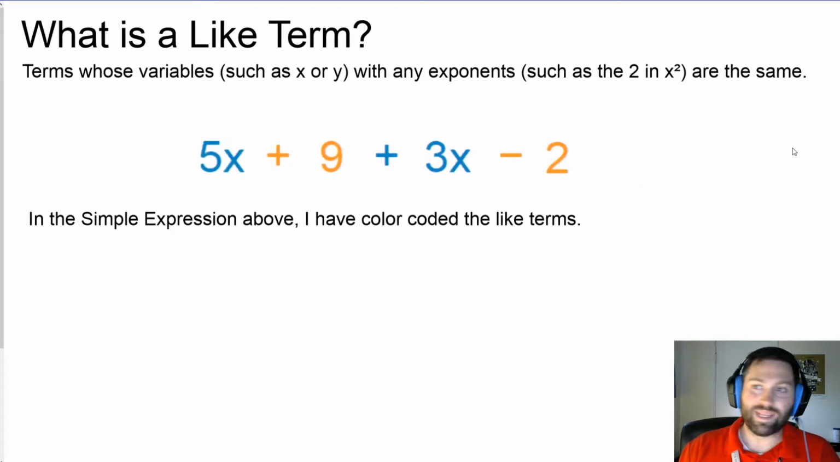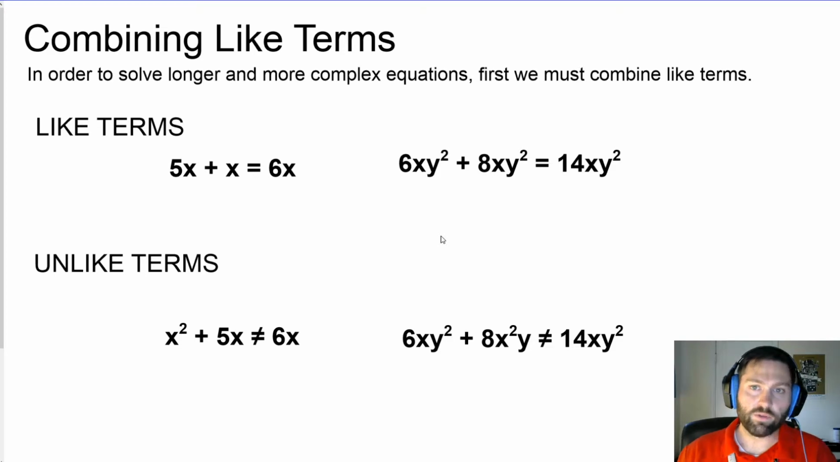So what is a like term? It is a term whose variables, such as x and or y, with any exponents, such as the 2 in x to the second power, are the same. So in the expression 5x plus 9 plus 3x minus 2, I have color-coded the like terms. So other examples of like terms here, I have 5x plus x equals 6x. 6xy squared plus 8xy squared equals 14xy squared.